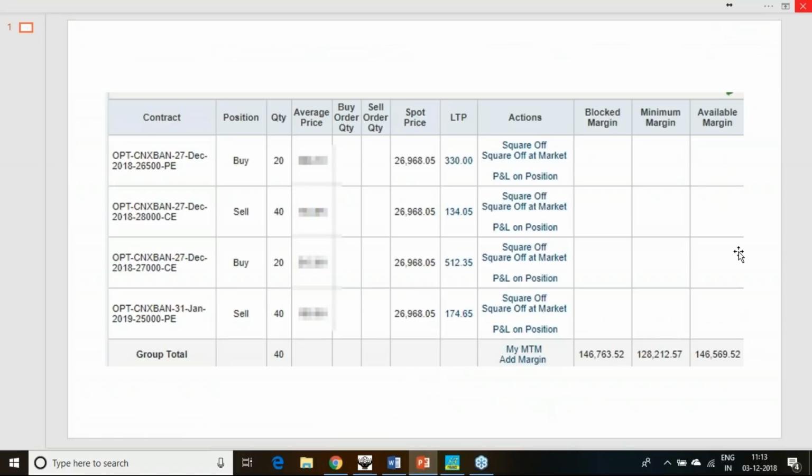And the margin requirements and other details are reflected here. So you just look into this margin parameter. However, it will vary from broker to broker.